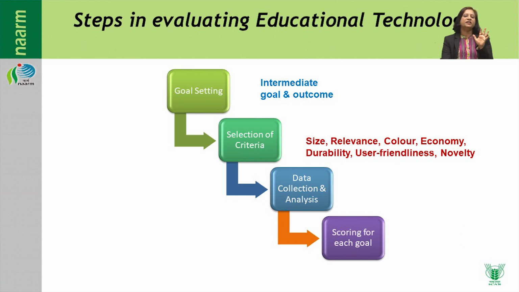Goal setting: we have two types of goals. It could be immediate or it could be outcome. So, we have to see what the goal of the educational technology that we are going to evaluate is. And the second thing is selection of criteria. What criteria are we selecting? For example, are we talking about the size, the relevance of the course, the economy, durability, user friendliness, etc.